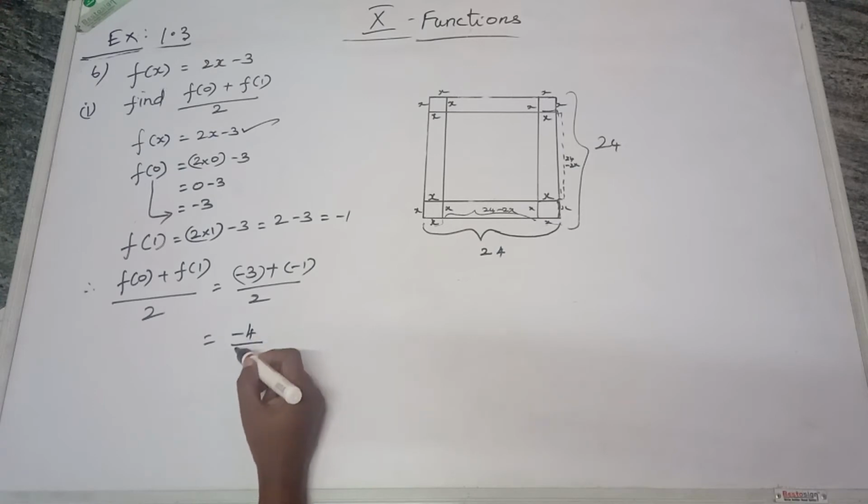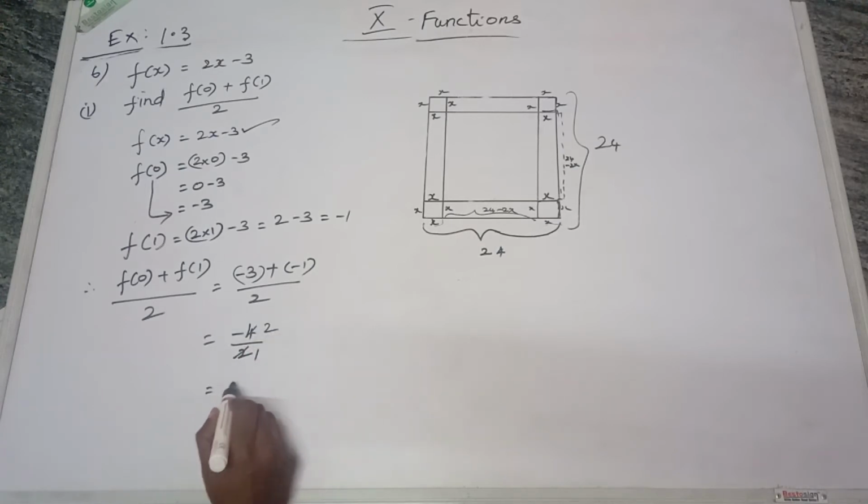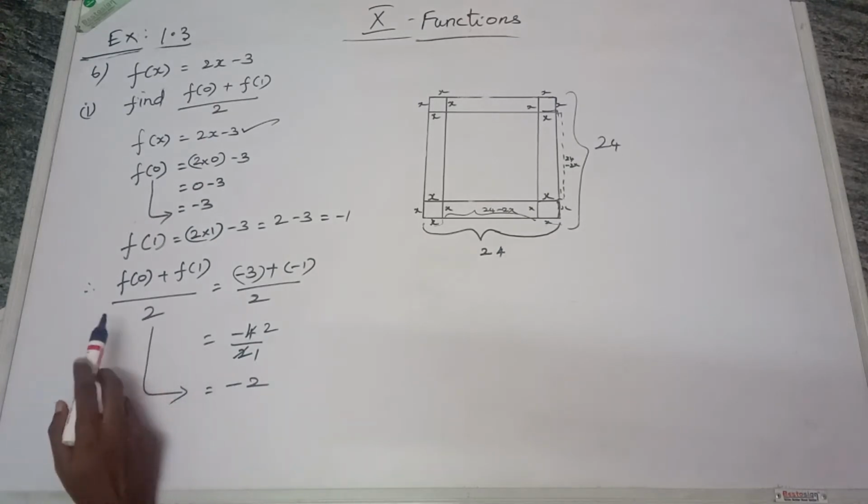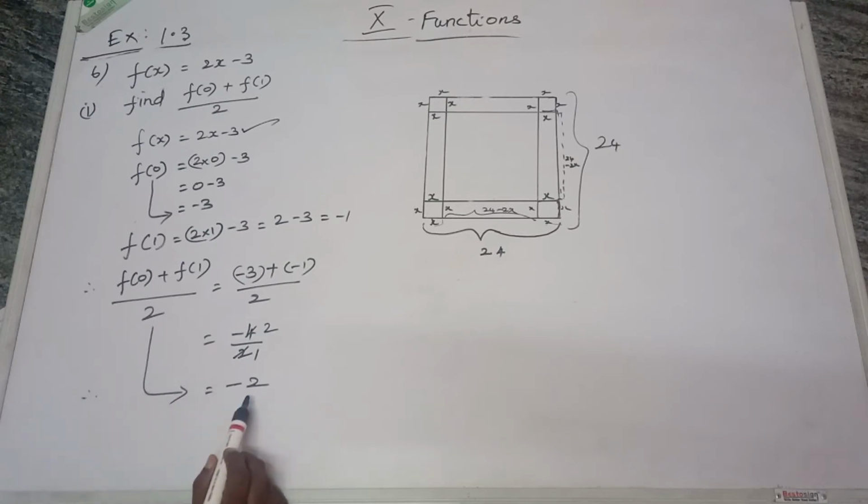Here it is easy to cancel. 1 2 is 2, 2 2s are 4. So our value is minus 2. Therefore the expression f of 0 plus f of 1 divided by 2 is equal to minus 2.